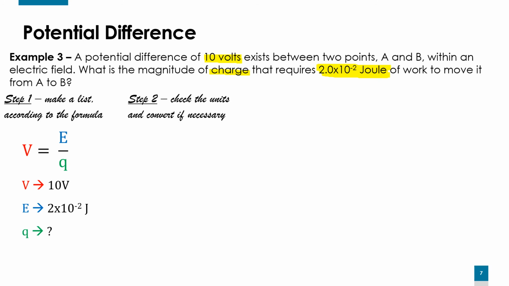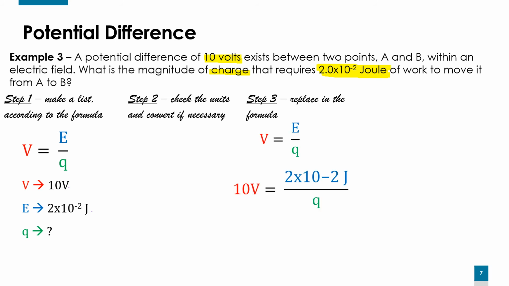Step 2, check the units. Potential difference in volts, fine. Electrical energy in joule, it's fine. So I don't need to change. Step 3, replacing in the formula. So here's the formula again. Potential difference, 10 volts. Energy, 2 times 10 to the power of minus 2 joule. And I don't know my charge.